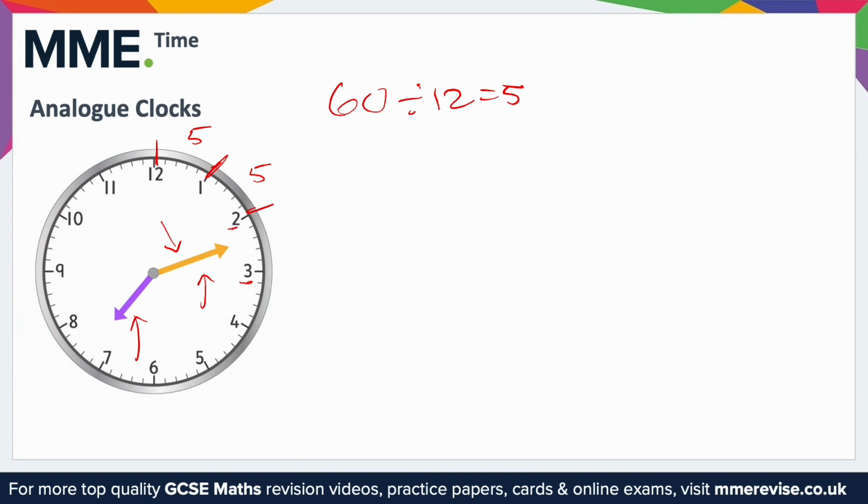So, for example, you always read from 12. So if the minute hand was pointing at here, that's 2 sections past 12, so 2 lots of 5, 10 minutes past. What time is showing on this clock?